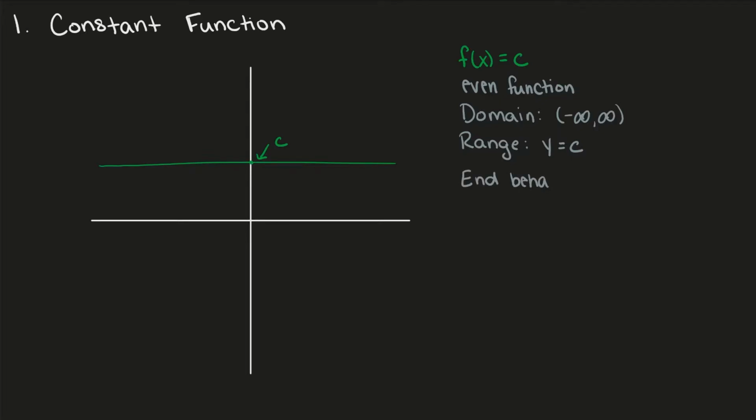The end behavior is what our graph does at its end. So as we get closer to infinity and as we get close to negative infinity, what is our graph going to do? As x goes to infinity, as x gets infinitely large, y goes to c. And as x goes to negative infinity, y also goes to c. So our end behavior is just that horizontal line at c all the way out.